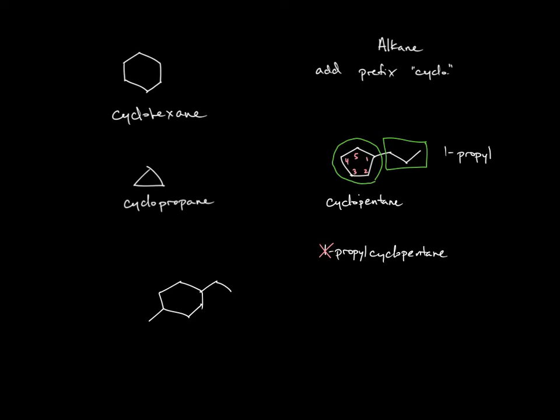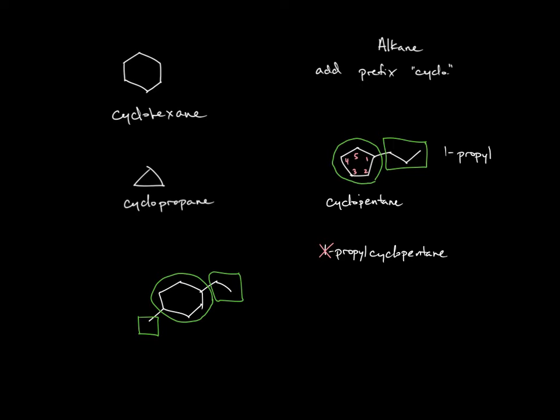Our main chain once again is the cyclohexane, right? Just that big cyclic group. And the reason again is because that's the biggest one. And then we would have 2 substituents. I've got an ethyl group there and a methyl group right here.